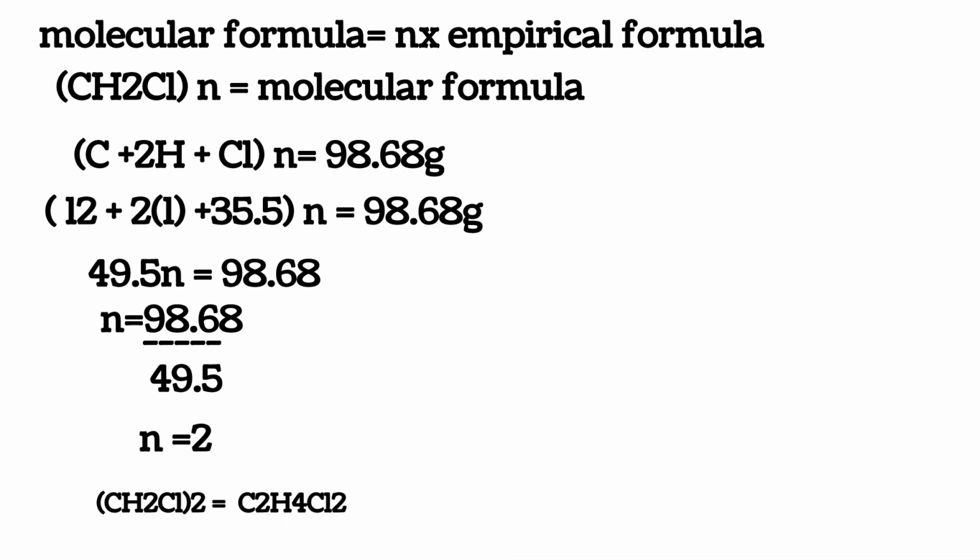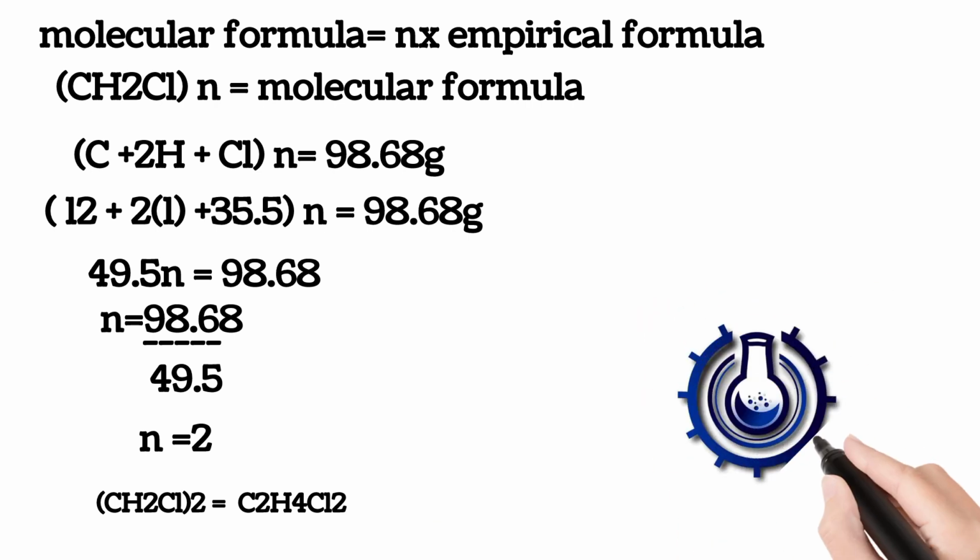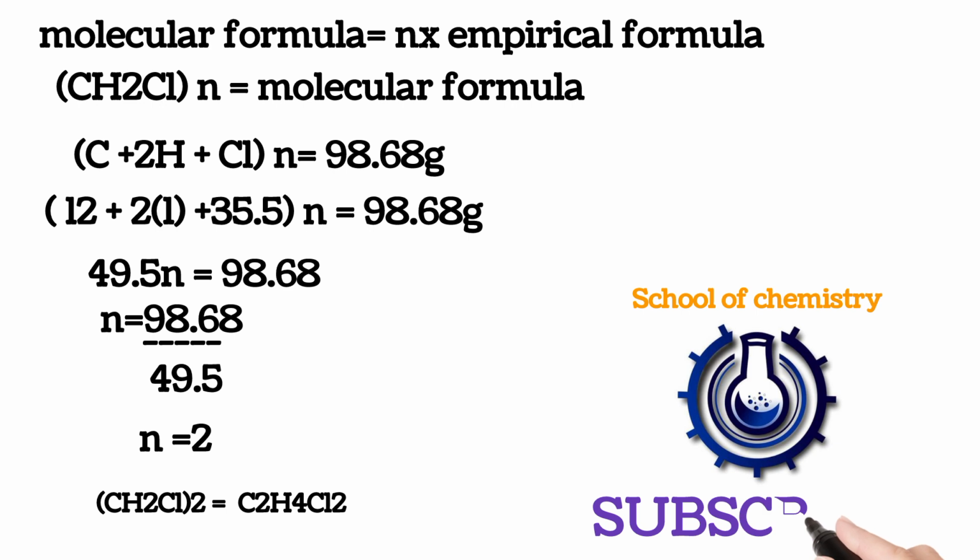Now, molecular formula is equal to n times empirical formula. So you have CH2Cl, bracket open, times 2, equals C2H4Cl2. You get that?